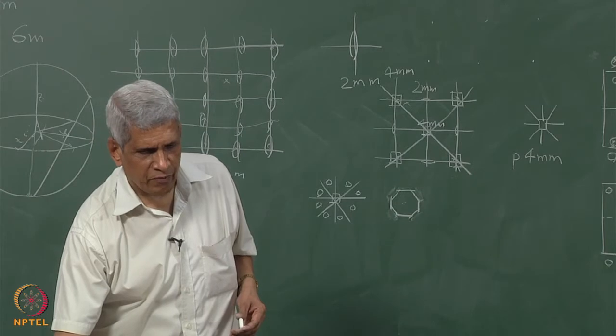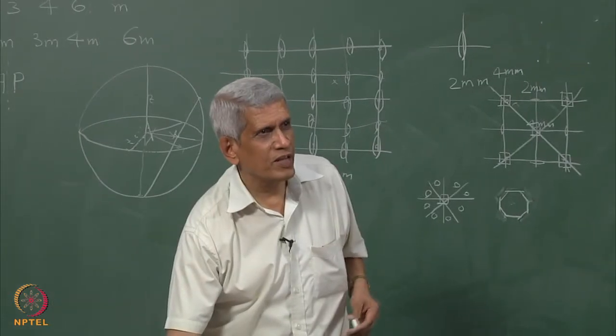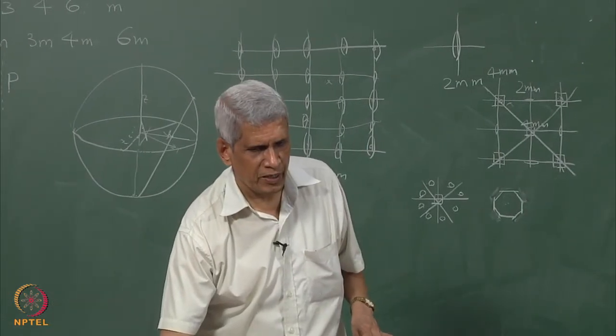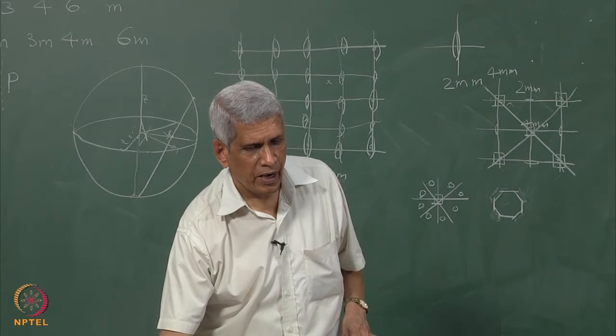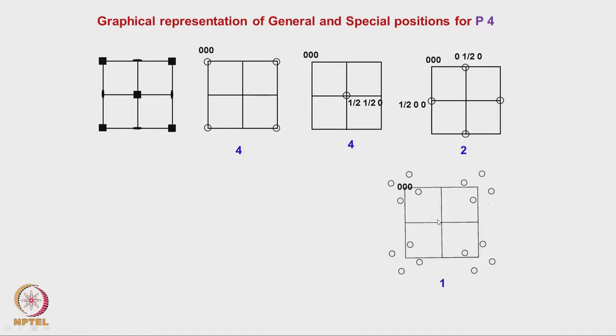And this is where we are putting an atom at a position which does not have any symmetry associated with it. Then we have to keep it like this. Then you can see that this also satisfies a 4-fold symmetry. But what is the difference which you see between all these?